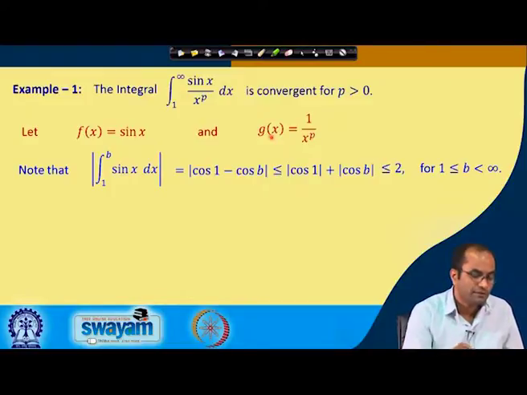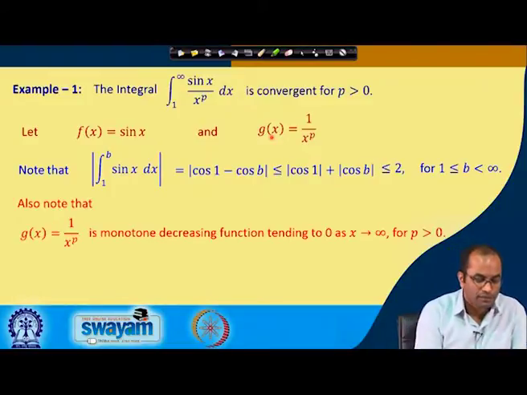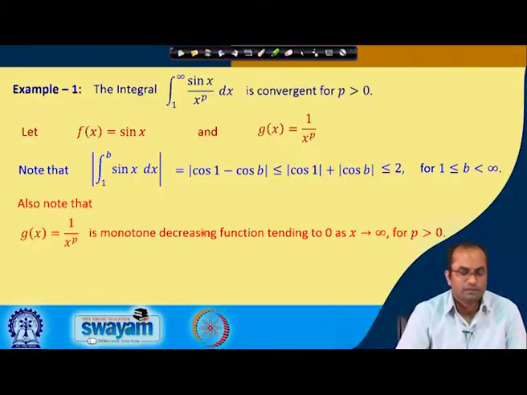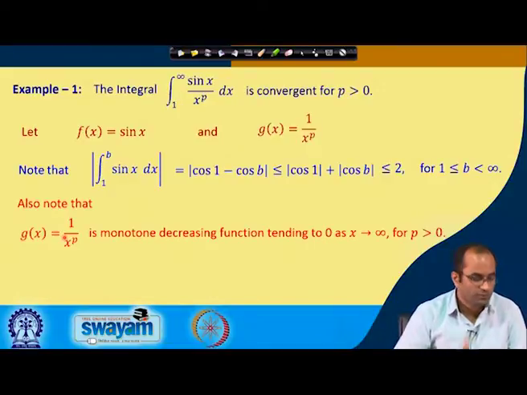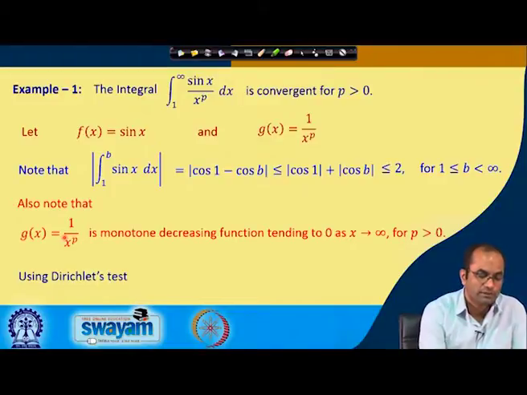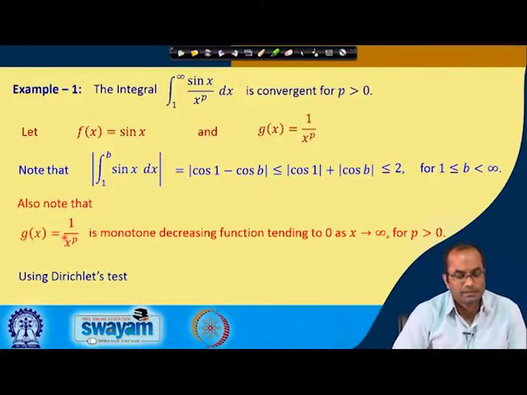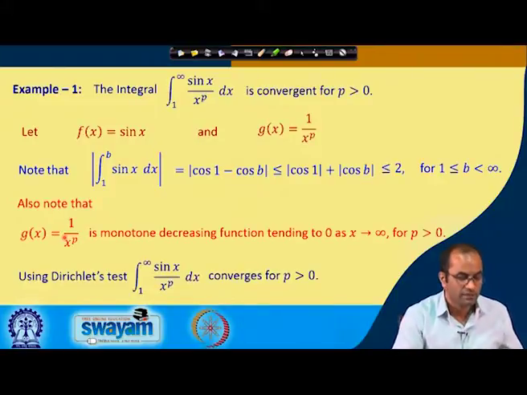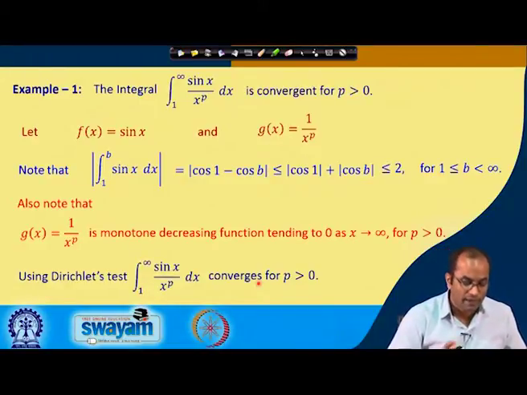Now, the other function g is a monotonically decreasing function, and naturally it tends to 0 as x tends to infinity for any positive value of p. So, using the Dirichlet test now, we can talk about the integral of this product, sin x multiplied by 1 over x to the power p. That means this integral of sin x over x^p dx from 1 to infinity converges for any value of p greater than 0.